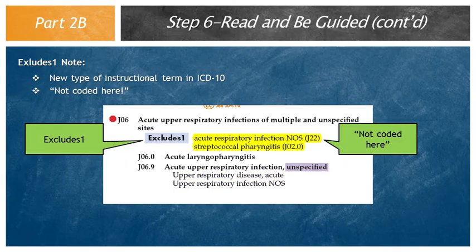Another type of instructional note is an excludes one note, which is a new type of instructional term in ICD-10. For this type of note, remember the phrase "not coded here." It's used when 2 conditions cannot occur together. Since the medical documentation from the case study does not reference the conditions listed in the excludes one note, ignore the note for now. You will learn more instructional notes as you continue to assign codes throughout this course.